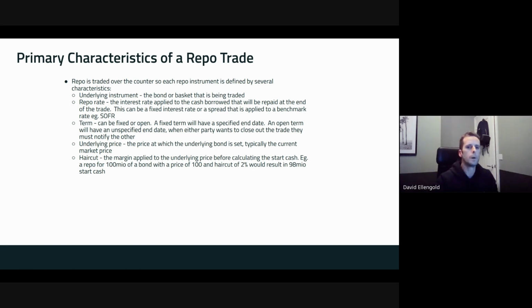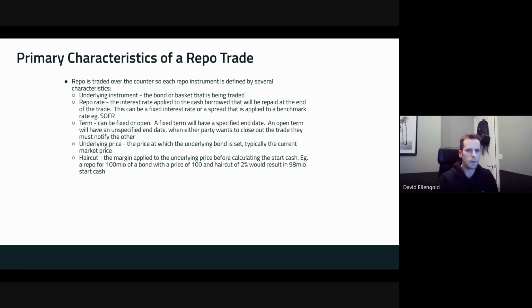Once you've done the trade, you need to then set a price for the bond itself, obviously. So typically you just look at where the market's trading and say, okay, this is the price. This is not something that's really negotiated as such. As long as it's very close to the market, no one's going to be too fussed, but obviously you need to agree a bond price at which to buy and sell the bond.